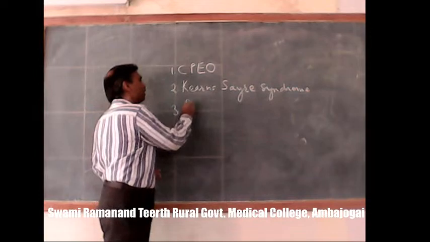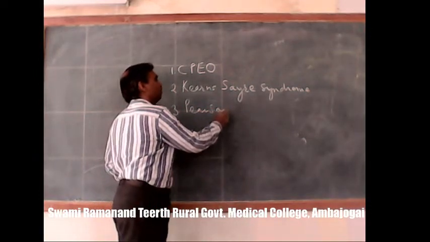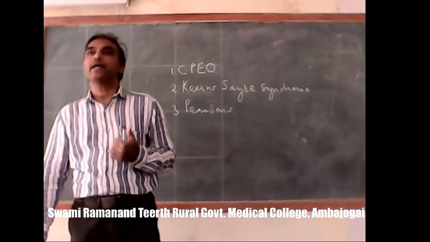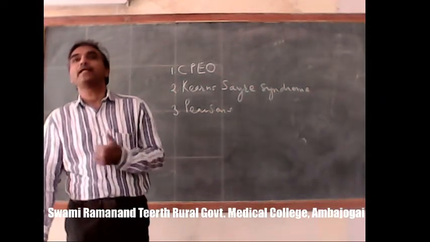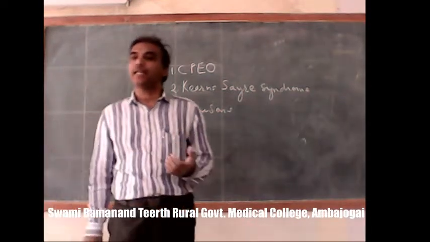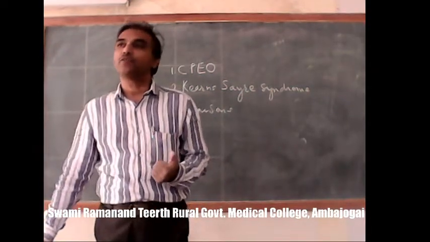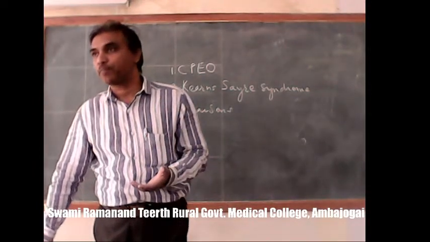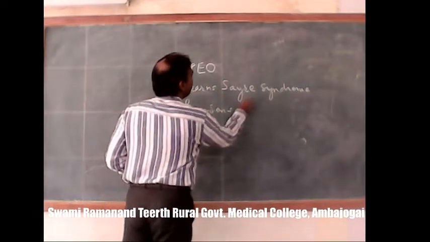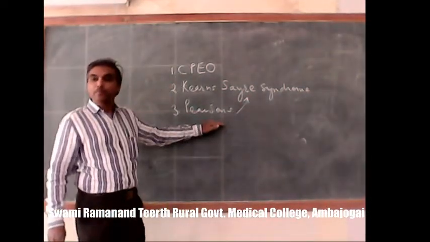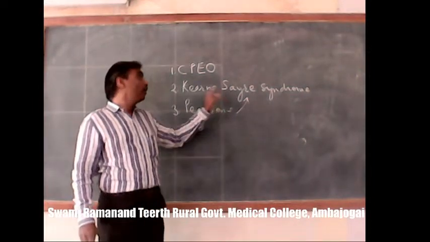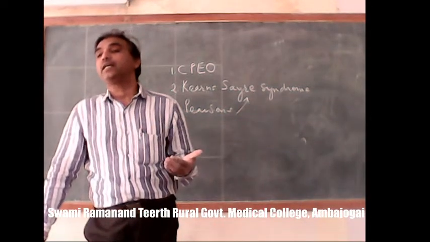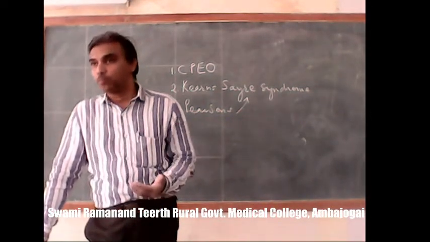Then third is Pearson syndrome. Pearson syndrome is also called bone marrow pancreas syndrome, where there occurs sideroblastic anemia as well as the patient suffers from exocrine pancreatic deficiency. Later on, if this patient survives childhood, it develops the clinical features of Kearns-Sayre syndrome.